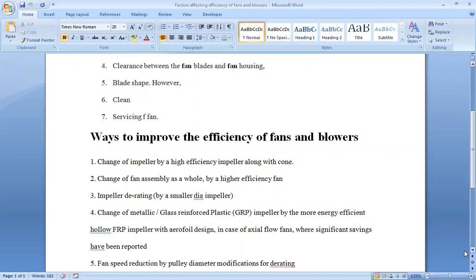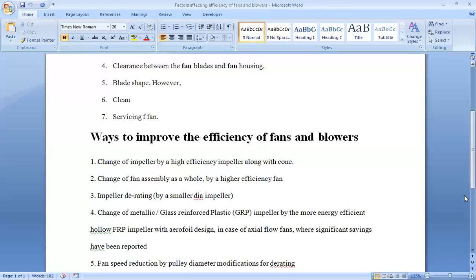Then the next point is to change the fan assembly as a whole. Sometimes we have to change the complete assembly of the fan. For example, we have to change the bearings and the fan blades, etc. So the complete assembly of the fan is changed so that the efficiency of the fan is increased.